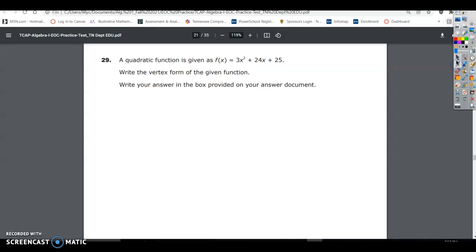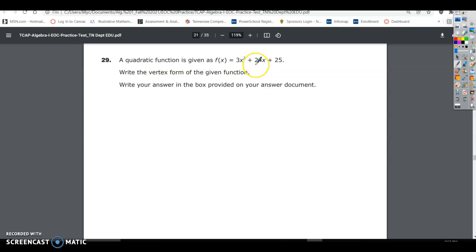Algebra 1, EOC practice test number 29. A quadratic function is given as f of x equals 3x squared plus 24x plus 25. Write the vertex form of the given function. Write your answer in the box provided.